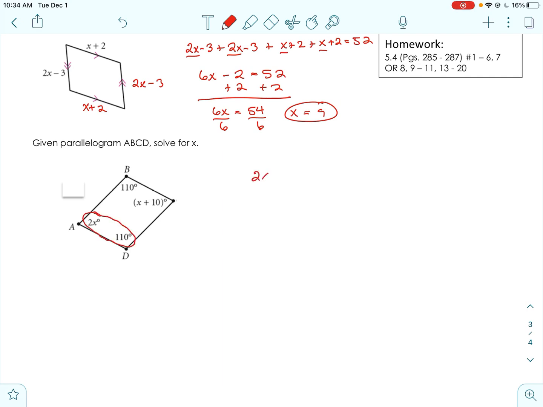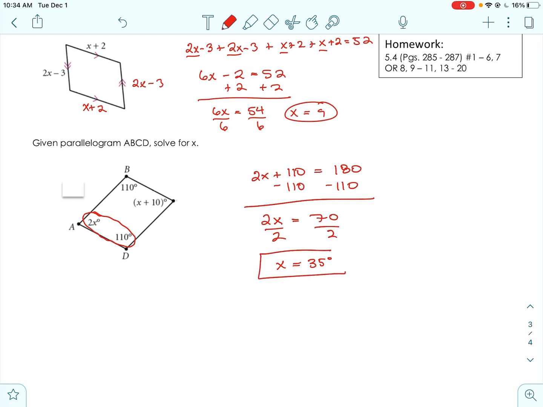So we have 2x plus 110 equals 180. If we subtract 110 from both sides, that'll give us 2x equals 70. And then if we divide by 2, we get x equals 35 degrees. Okay, so we get x equals 35.